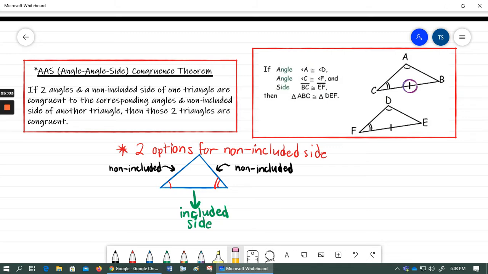Anyway, moving on. All right, so again, folks, they've got the non-included side there that's also congruent for these two triangles. And so, since they've got those two angles and that non-included side congruent to the corresponding parts of the other triangle, then these two triangles here are congruent by the angle side congruence theorem.